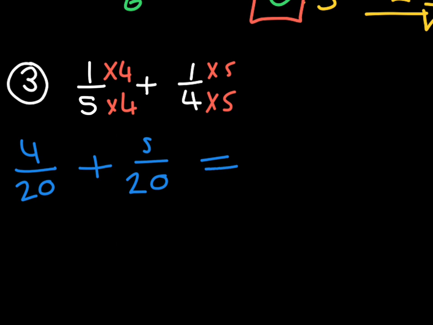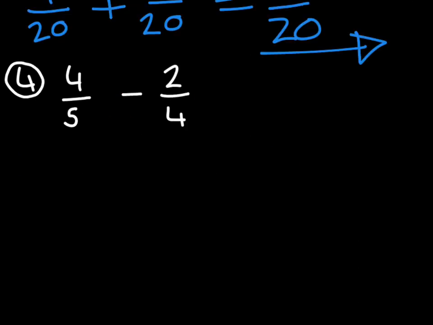As you can see, our denominators are now the same. So when we add, we keep the denominators. And we can now add our numerators. So 4 plus 5 is 9. And there is no number which goes into both 9 and 20. So this is our final answer for question number 3. Question 4 asks us to minus 4 over 5 by 2 over 4.